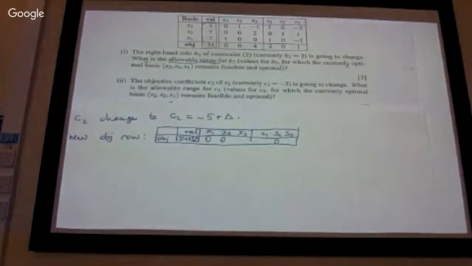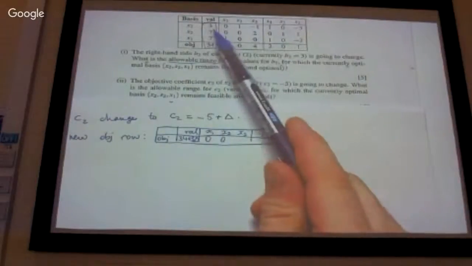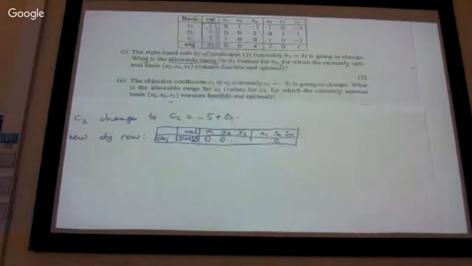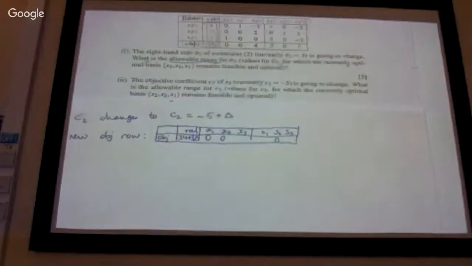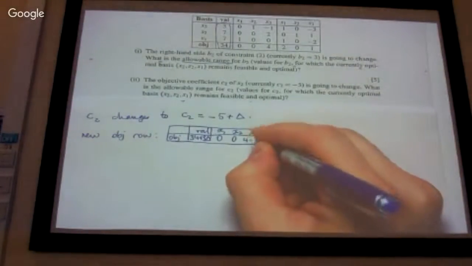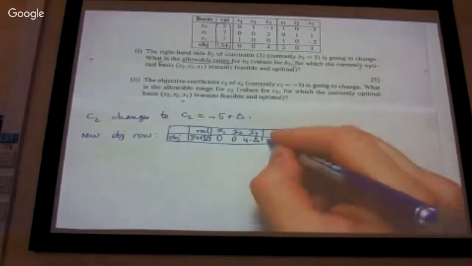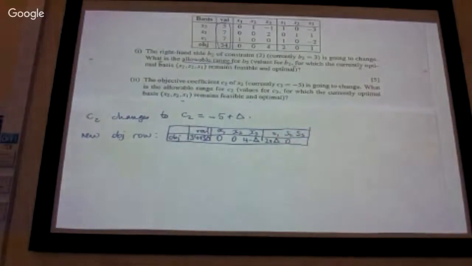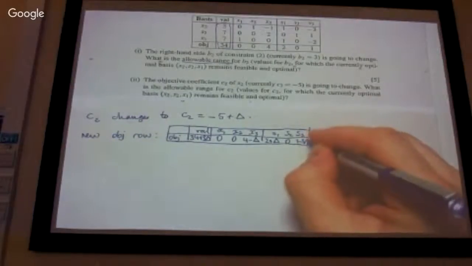Not enough space there. What can I do? So you get 34 plus 3 delta because it changes by a delta multiple of the x2 row. We're talking about the coefficient of x2, so I'm looking at the x2 row. I'm changing c2 by delta, so I'm taking a delta multiple of the first row and I'm adding it. So this is going to be 4 minus delta, and this is going to be 2 plus delta. And this is going to be 1 minus 3 delta.